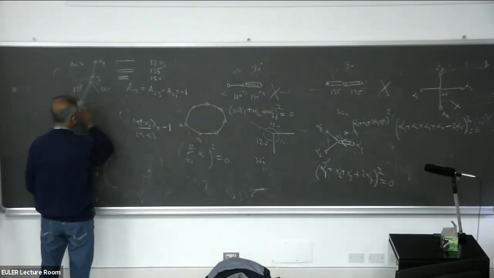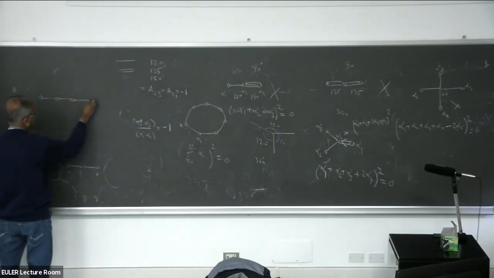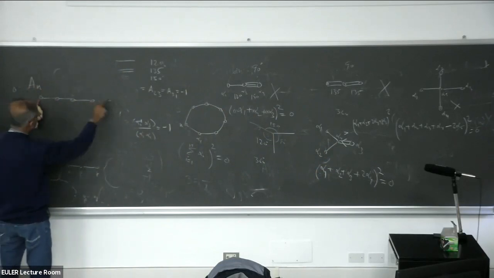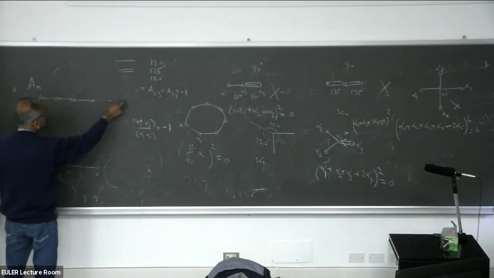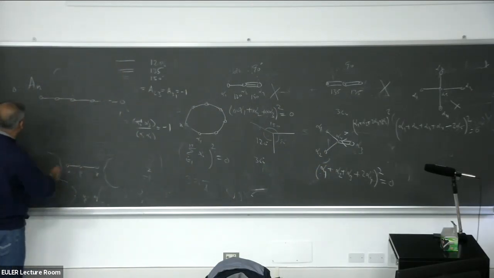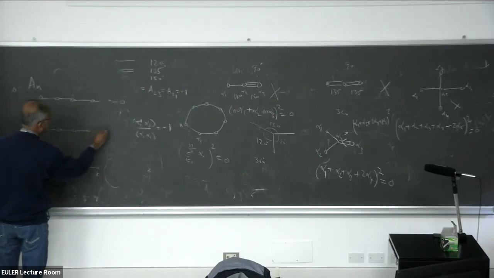So far from this discussion, the only possibilities are you can have just single lines. There's no problem with that, as many as you want to put. So this series is called AN. AN series are the ones where there are n dots here. This means n dots, but they're all connected in a line with single lines. That's one.